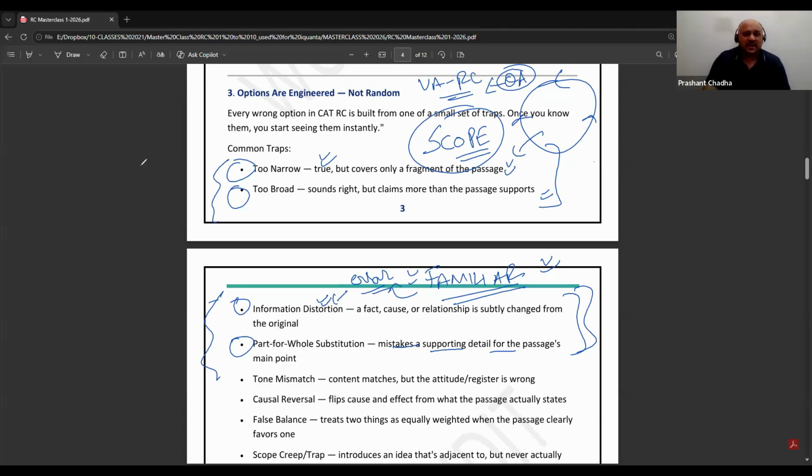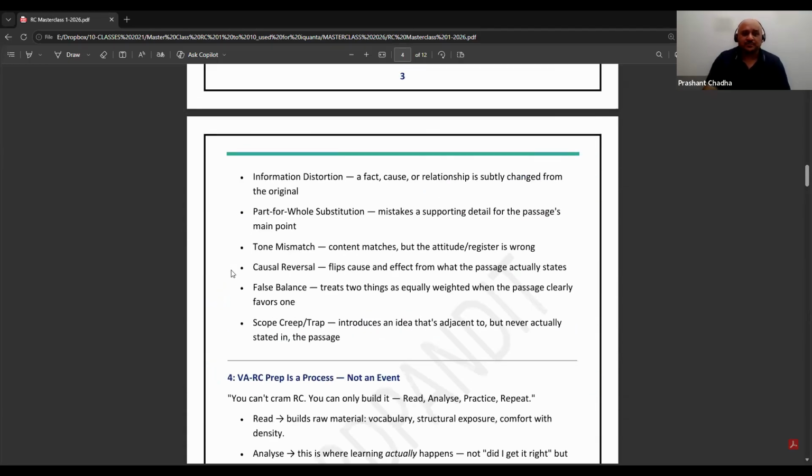Another type of mismatch that we get in answer choices is tone mismatch, right? Where the tone of the author has been changed.